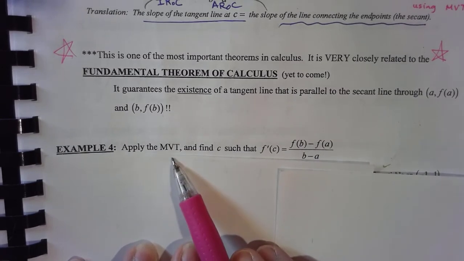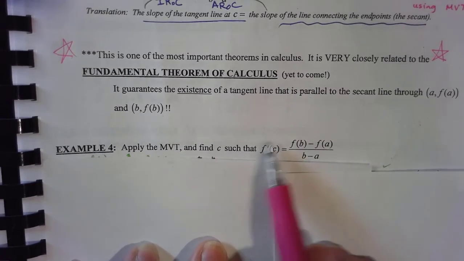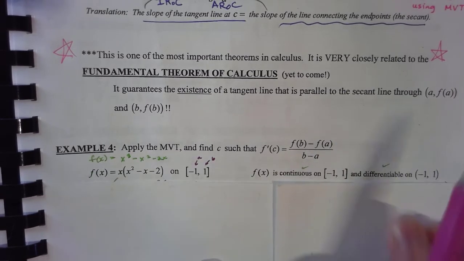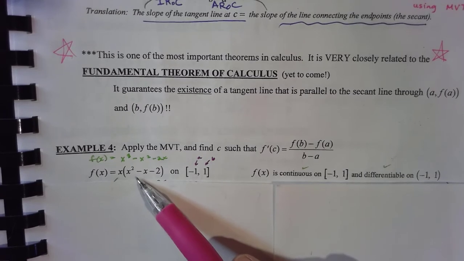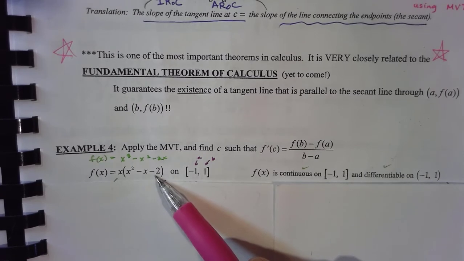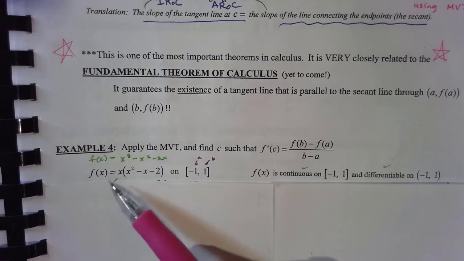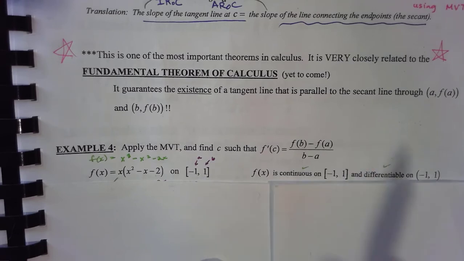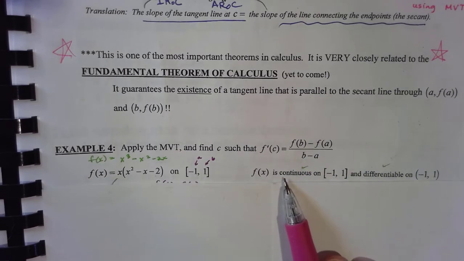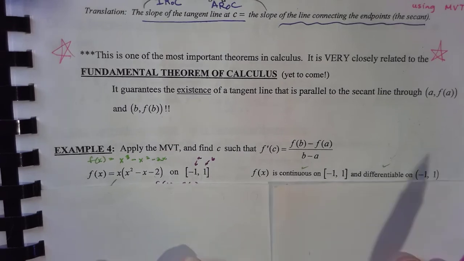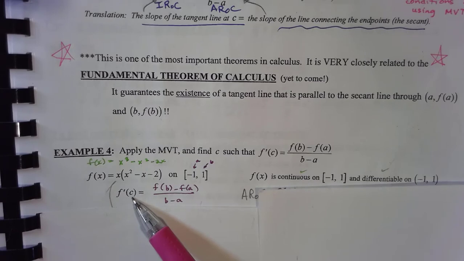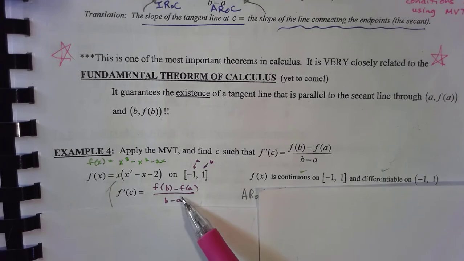Example 4. Apply the mean value theorem and find c such that the derivative at c is equal to the slope of the secant. So my problem is this. The function is x times x squared minus x minus 2, which we recognize as a polynomial function. We distribute that x, and we're on the closed interval from -1 to 1. Since it's a polynomial function, f is continuous on the closed interval, and f is differentiable on the open interval. Therefore, there has to exist some derivative at c on my function that has the same slope as the slope of the secant.